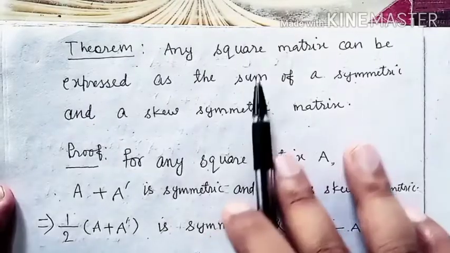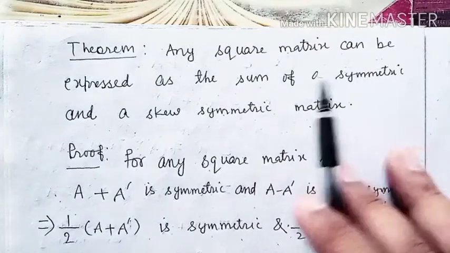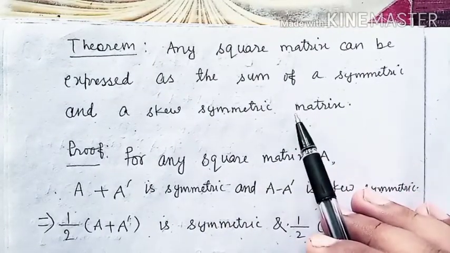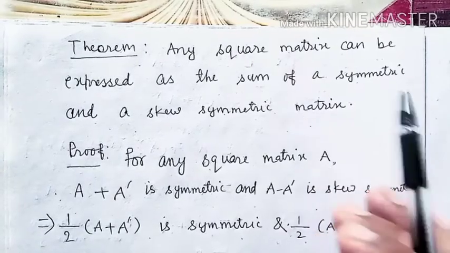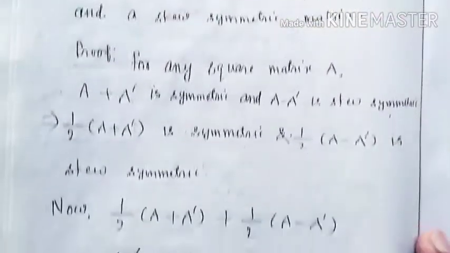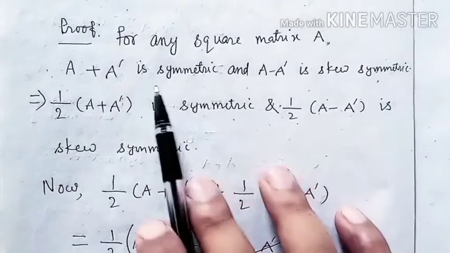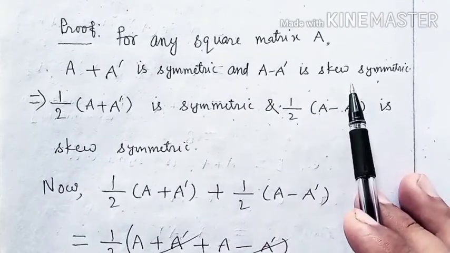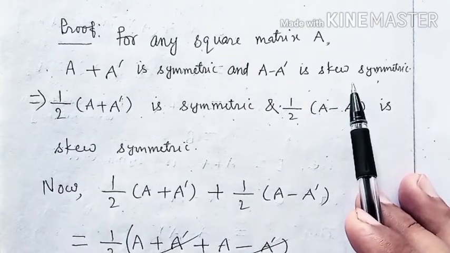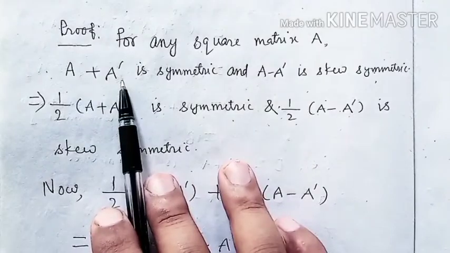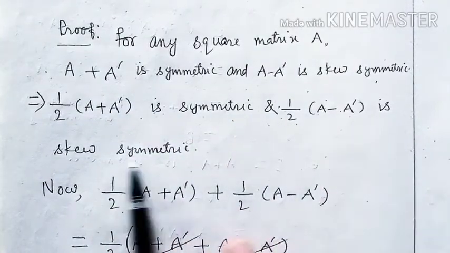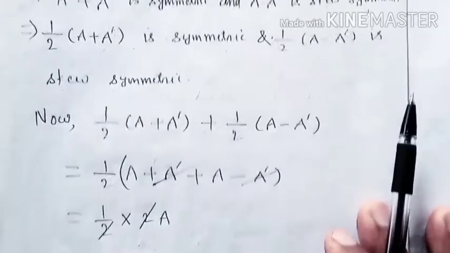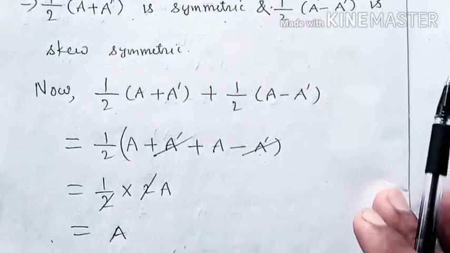Theorem: any square matrix can be expressed as the sum of a symmetric and a skew symmetric matrix. Let us prove it. For any square matrix A, A plus A dash is symmetric and A minus A dash is skew symmetric. We have discussed it earlier. Then half of A plus A dash is symmetric and half of A minus A dash is skew symmetric. Now if we add these two matrices, then we can see that this is A. Hence the result.